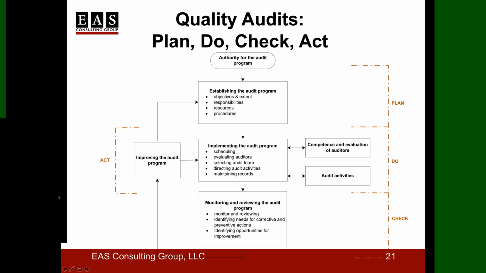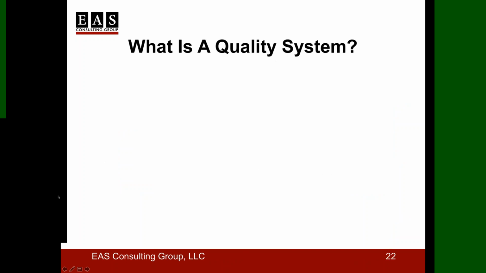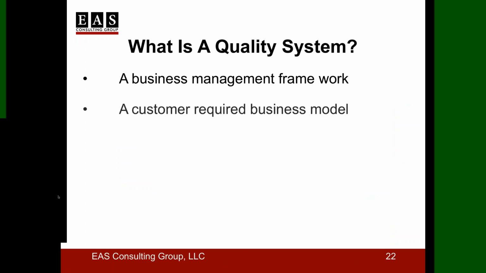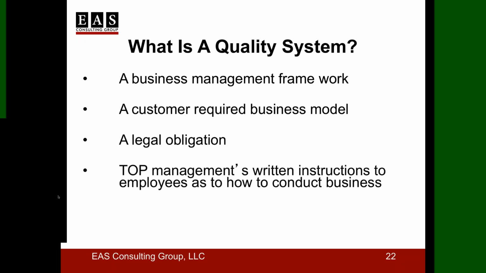So this is just an overview of quality audits. So I'm going to go into a little bit about that. But first, look at the quality system. Again, the quality system is a business management model. It's customer required. It's a legal obligation, i.e. by FDA, EU, Health Canada, etc. And it's top management's written instructions to employees on how to conduct business.